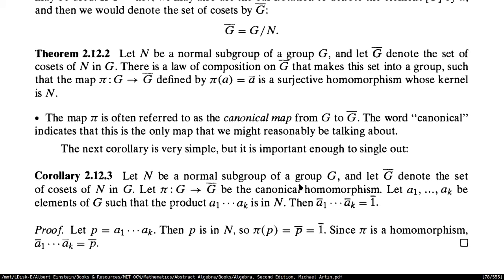Okay, so to make this set of cosets G bar into a group, you have to have this law of composition. Then you have to make the law into a group, so that it must satisfy all the group conditions. Then pi is surjective, you have to prove that. Then you have to show that the kernel of pi is the normal subgroup.